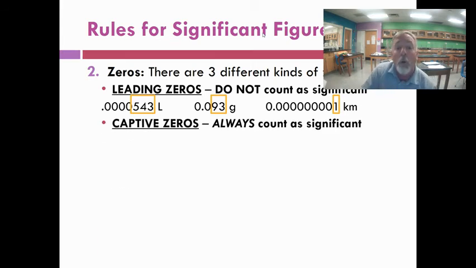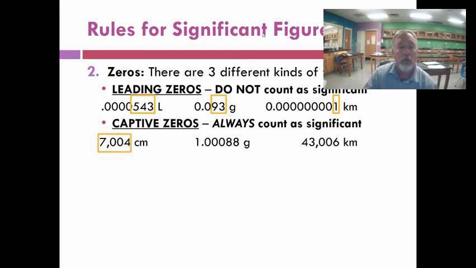Captive zeros always are significant. What do I mean by captive zero? It's surrounded by non-zero numbers. So if you look in this example, we have a 7 on one side, we have a 4 on the other side. We have the zeros in the middle. They're captured, they're stuck. So if they're surrounded by non-zero numbers, they're going to count as significant. So in each case here, you're seeing we have zeros in the middle. They always count. So far, the rule's pretty easy, right? If it's a leading zero, you never count it. If it's a captive zero, you always count it.